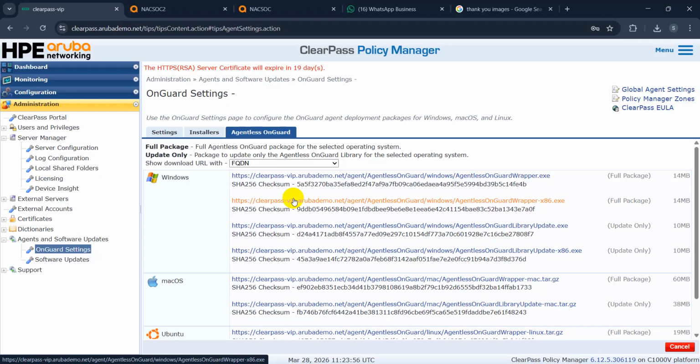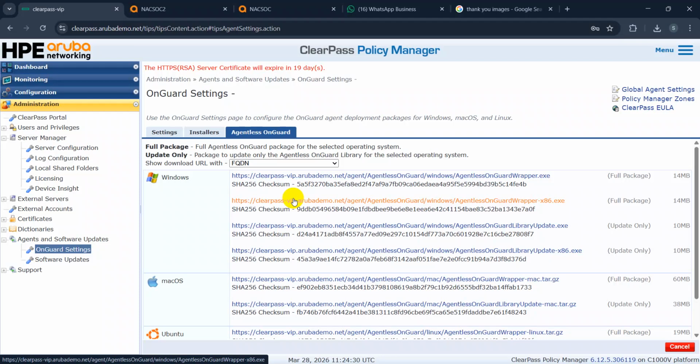Now a comparison between agent-based and agentless NAC, which is the last topic. Deployment: agent-based NAC requires agent installation on the endpoint, while agentless NAC requires no agent installation. Device support: agent-based NAC is limited to devices that can run the agent, while agentless NAC supports a wide range of devices, including IoT.